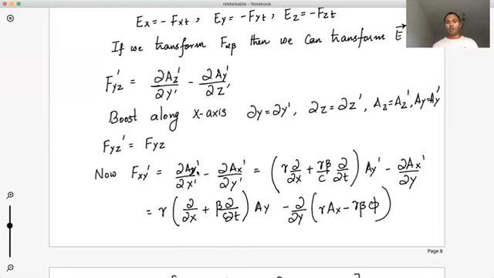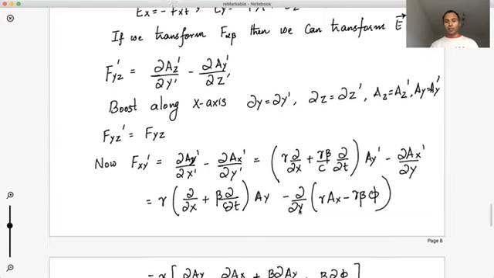Ay prime is just going to be equal to Ay in the end, because the Lorentz boost is only along the x-axis. It doesn't affect the y and z components of four vectors. Now the partial derivative with y prime is just going to be the partial derivative with y, because there's no Lorentz boost along the y-axis. So you get something like this, right? So you can rearrange this whole thing.